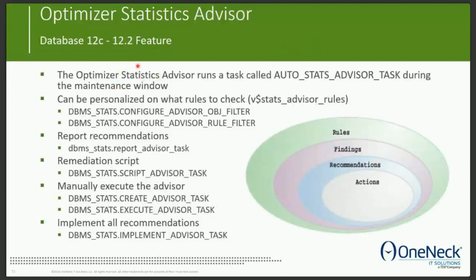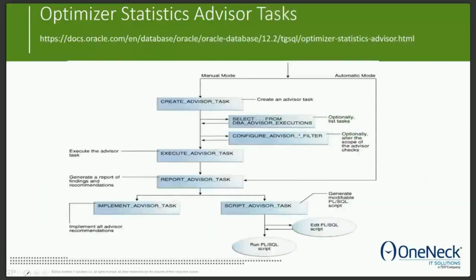And another feature in 12.2 database is the auto stats advisor. This is also a nice feature. Basically there's a job running every night, and it looks at your stats gathering practices and gives you advice, or you can run the scripts manually also. So you can run DBMS stats report advisor task and script advisor task. It will tell you the remediations for fixing the stats collection problems in a 12.2 database. So if you're using 12.2 database, stats advisor is a good thing to be proactive.